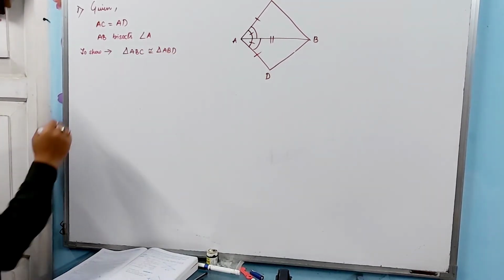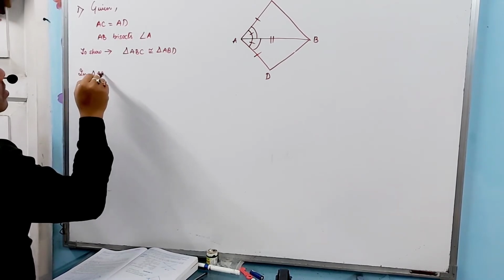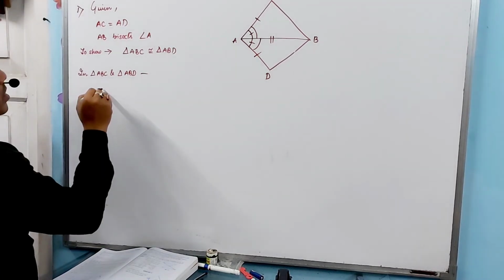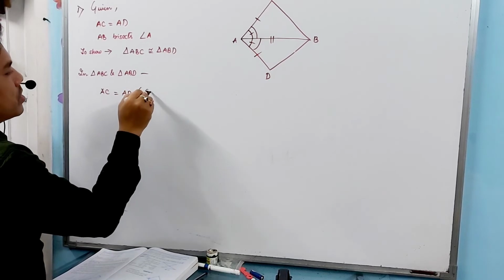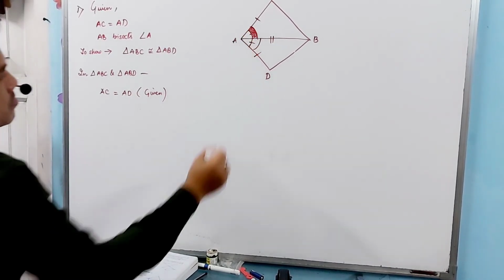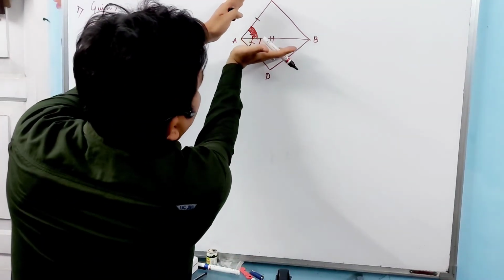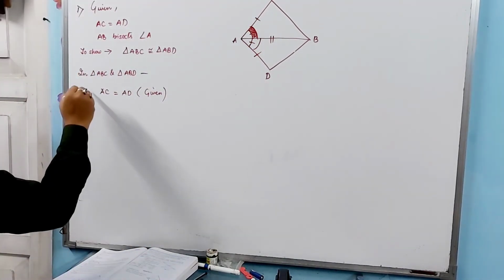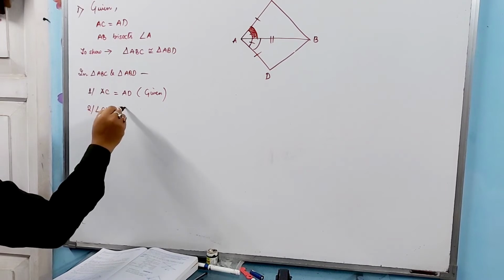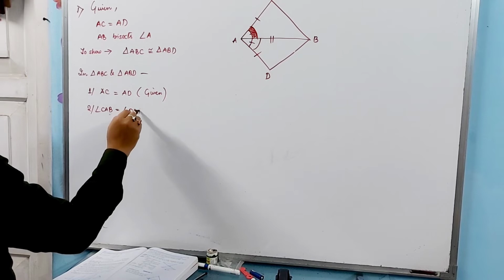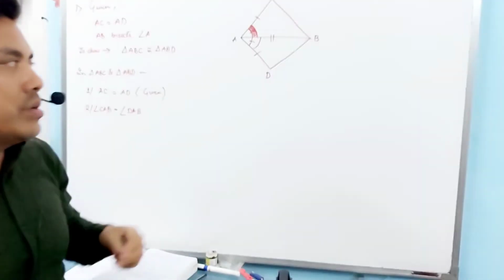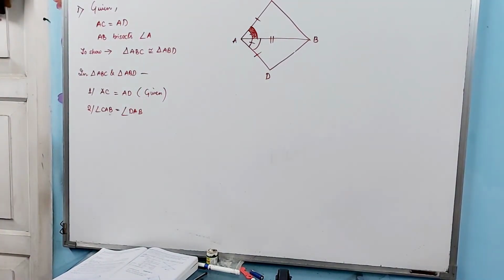Okay, now let me check those two triangles. In triangle ABC and triangle ABD, AC is equal to AD. It is already given. I told you this angle. How will you name this angle? What angle is this? CAB. So angle CAB will be equal to DAB. See, if you write CAB, then for the other angle you have to write in the same line, DAB. We could have written BAD also, no problem, but it will cause confusion. Go accordingly, systematically, okay?